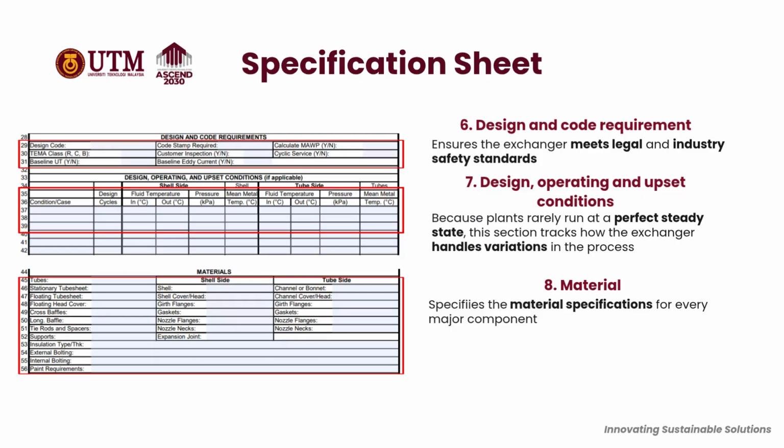For design and code requirement, this part ensures the exchanger meets legal and industry safety standards. For design, operating and outside condition, because plants rarely run at a perfect steady state, this section tracks how the exchanger handles this variation in the process. And lastly, for material, this part specifies the material specification for every major component in the exchanger.